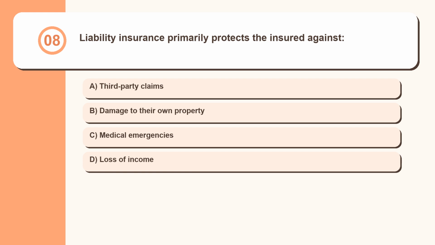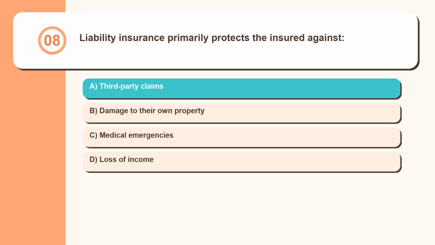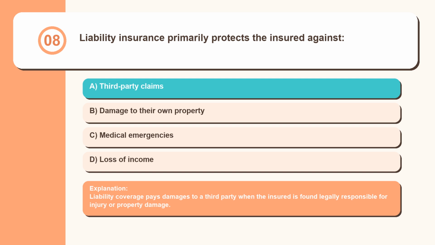Question 8. Liability insurance primarily protects the insured against third-party claims, damage to their own property, medical emergencies, loss of income. Liability coverage pays damages to a third party when the insured is found legally responsible for injury or property damage.